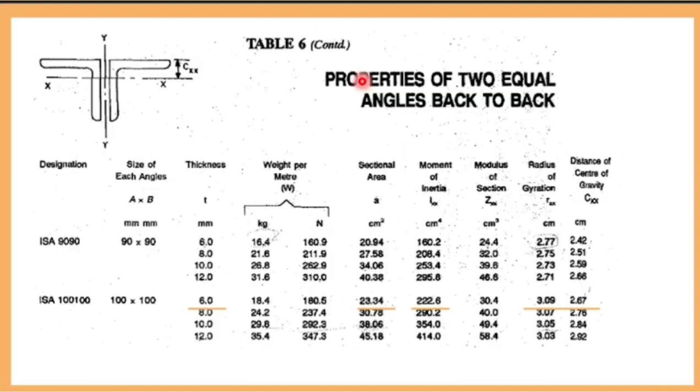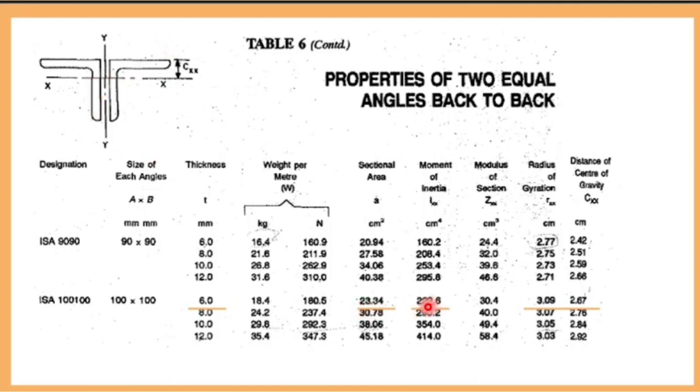From the steel table, look at back to back angle sections. Note the title, properties of two equal angles back to back. Width and depth are both equal. Under what section is it coming? ISA 100 100 into what thickness? 6. Now under this class you have to check what data are required. Take it from here, the cross sectional area. Note that the cross sectional area is given for both the angles, not for one angle section. For both angle sections, your total area is 2334.